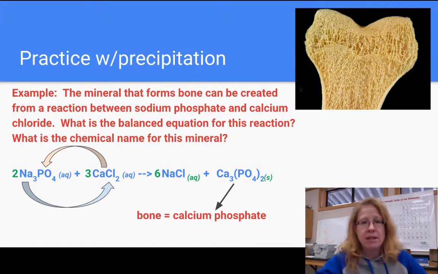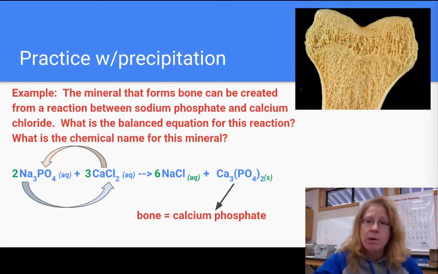So you've got to have this as a basis to do some of your double displacement reactions. So we could figure out, for example, how much calcium phosphate could be formed from a particular reaction.